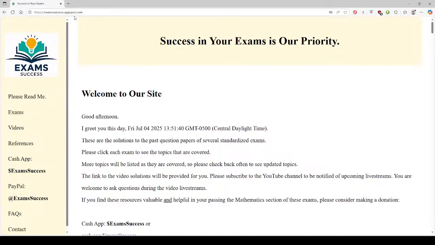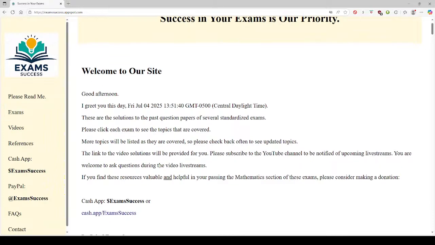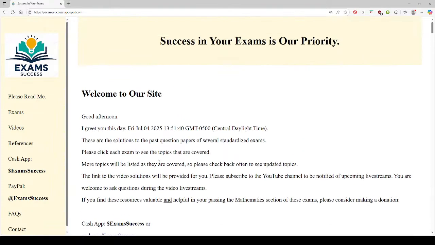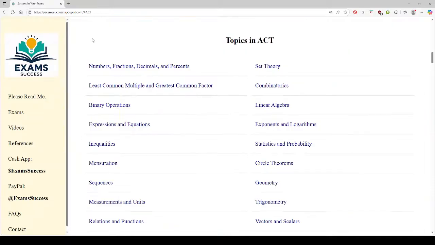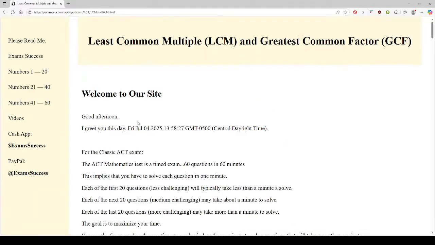When you come to this website, I hope you guys can see it, examsuccess.appspot.com. Later on, by the end of the video, I will talk about this website. You click on exams, and these are the different exams that we hope to cover. If your exam is not here and you want me to cover it, then just stay on. You click on ACT, and these are the topics that we've done so far. Today we're gonna do this one, LCM and GCF. I'll start from here, you can just go to numbers 1 to 20.